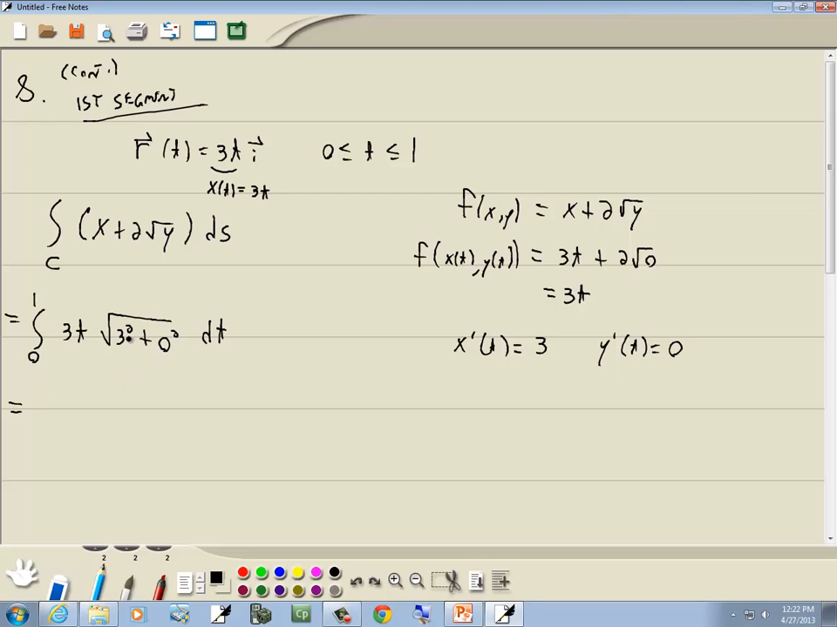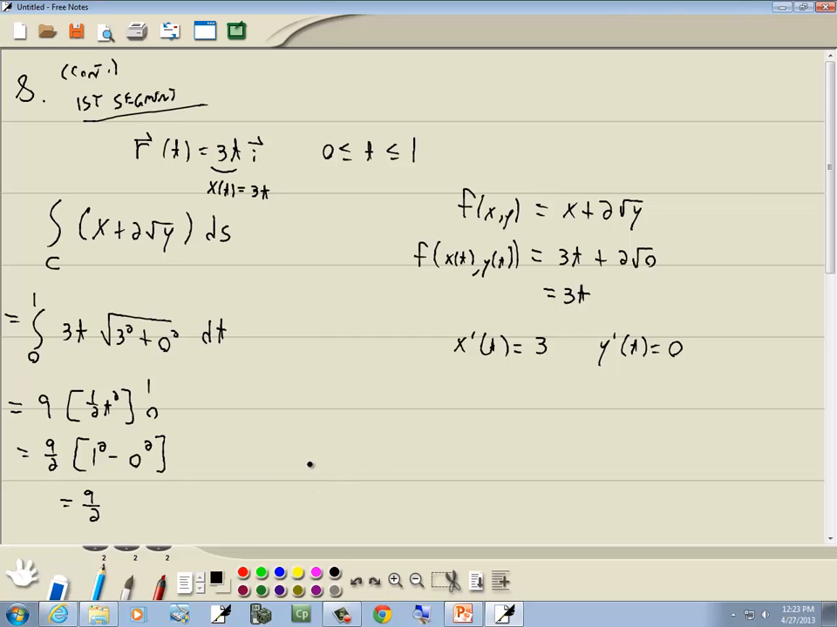Okay, well, 3 squared is 9. Square root of 9 is 3. So, and 3 times 3 gives us 9, so we can put that out in front. And then the integral of t would give us 1/2 t squared from 0 to 1. Take the 1/2, put it out in front, so we got 9/2. Put 1 in for t, so we got 1 squared minus 0 in for t, 0 squared, which just gives us 9/2. So let me go ahead and write that down for this first one. 9/2.